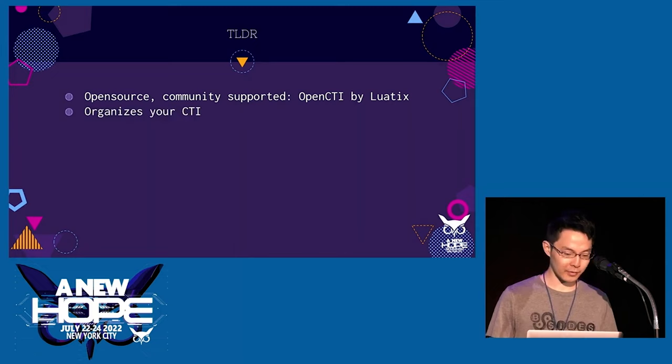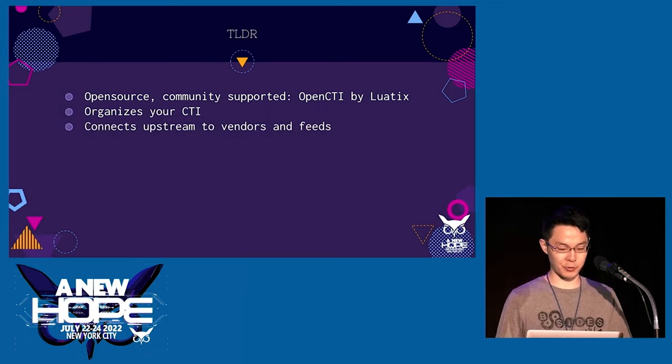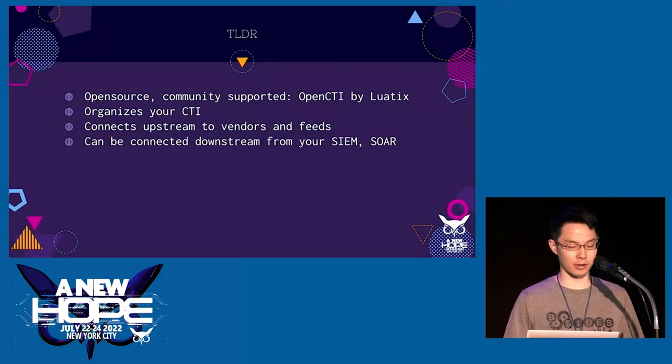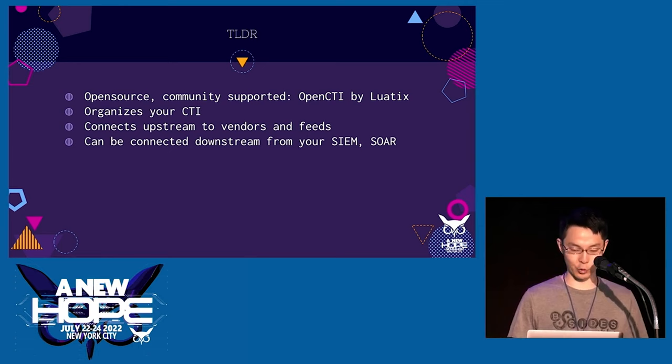OpenCTI organizes your cyber threat intelligence knowledge. It connects upstream to vendors and feeds for your CTI team to parse, ingest and correlate on the platform, and can be connected downstream to your SIEMs and SOARs in order to enable alerts and logs for whoever has that 24/7 eyes on glass SOC team.